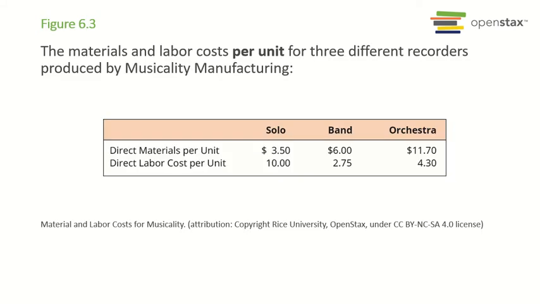Let's look at an example. These are the material and labor costs per unit for the three different recorders. So we have solo, band, orchestra. We have the per unit direct material cost for each recorder and the direct labor cost per unit for each recorder.